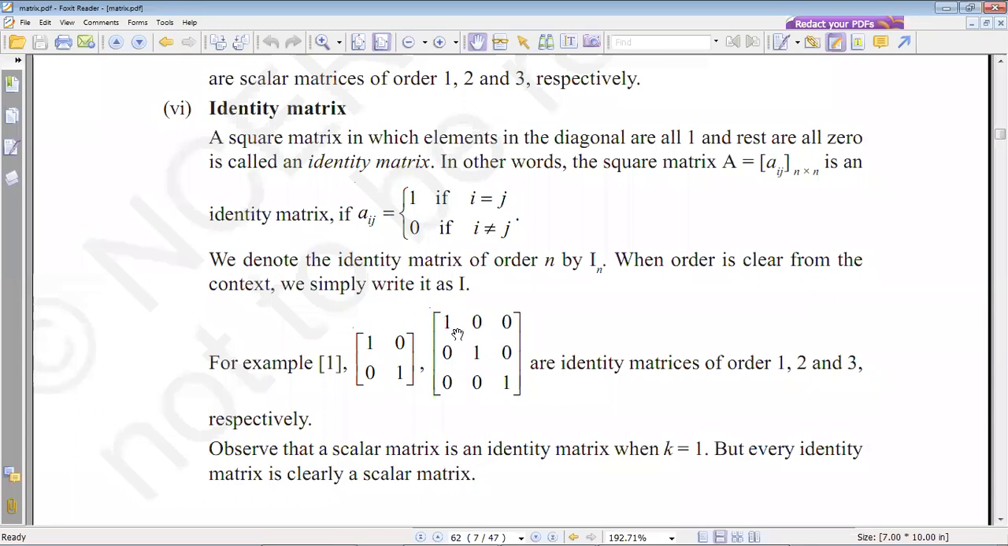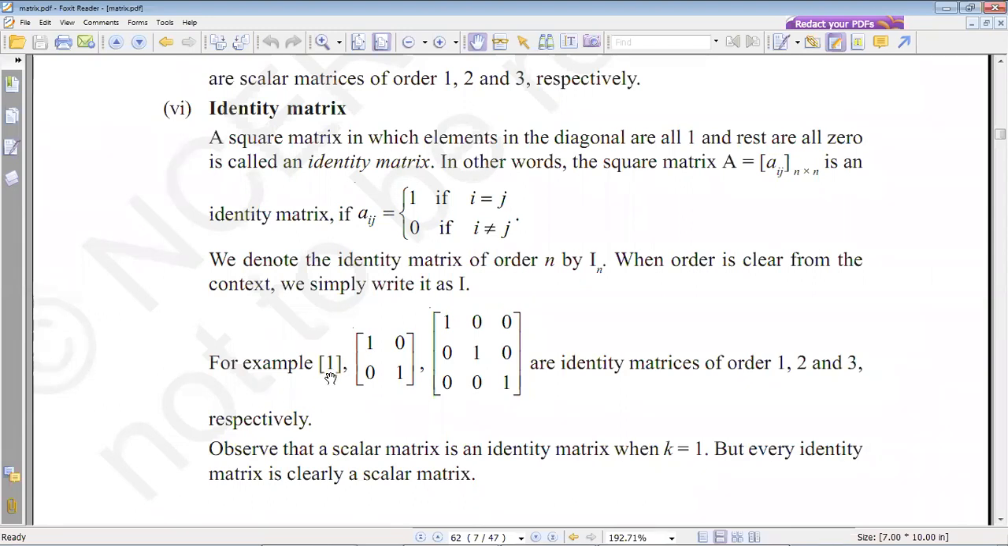See, these diagonal elements are equal to 1 and all the rest elements are equal to 0. So that's why this is called an identity matrix. That means if all the elements of the diagonal are equal to 1 and the rest are equal to 0, then the matrix is called an identity matrix.